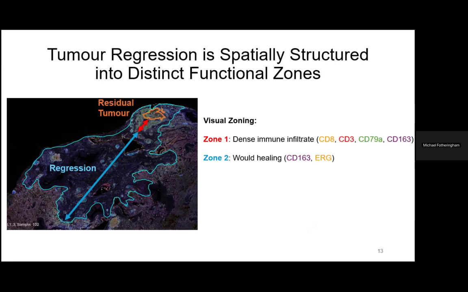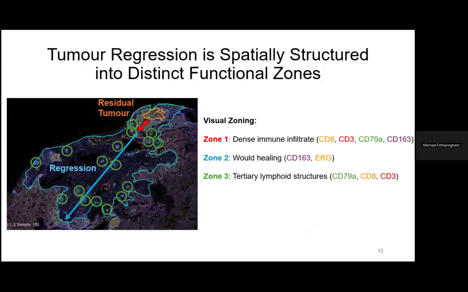And then we also noticed, pocked throughout the regression bed, tertiary lymphoid structures, annotated in these green circles. We've talked about them before. They contain lots of B cell material, some T cell material, CD8 and CD3. And we think they're important for response. Now, we can identify those visually, and a pathologist can recognize this intuitively, but how do I define this quantitatively and operationalize it across all the specimens in my data set? How do we define it?